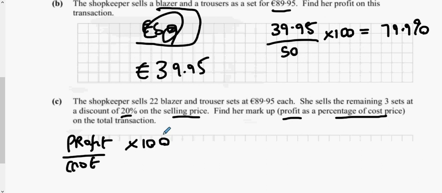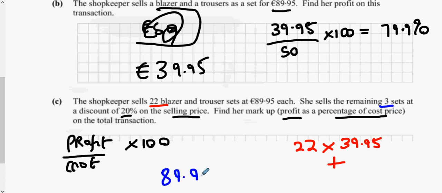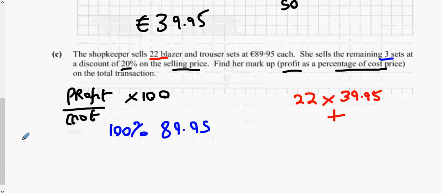How much profit does she make per set, per combo? So 22 multiplied by €39.95. Add on what then? How many sets does she have left? 3. She has 3 sets. So, you have €89.95, and that is 100% of your selling price. What I'd like to find out is what's 80% of your selling price. So how much can you take 20% of it off? So what do I do there then, guys?